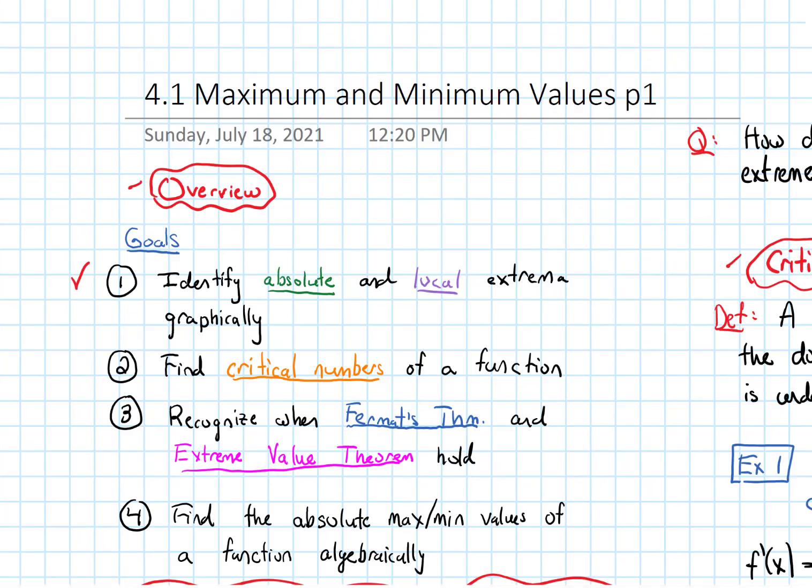So in terms of our goals for this section, we finished goal 2, finding the critical numbers of a function. We've also talked about Fermat's theorem, which is part of goal 3, but we'll see this other theorem called the extreme value theorem in the next video.